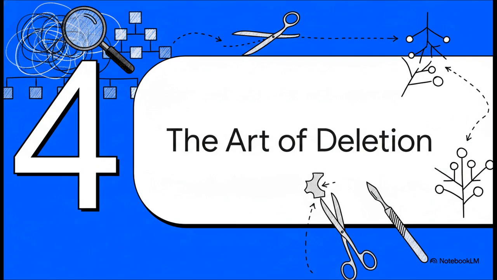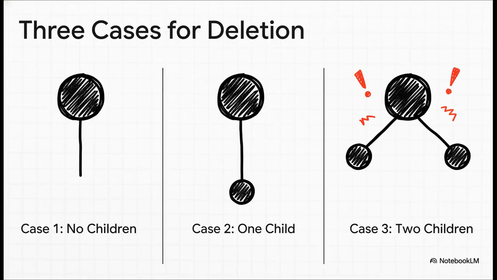But what about taking something out? This is where things get a little more intricate. You see, when it comes to deleting a node, it's not a one-size-fits-all problem. It really depends on how many kids that node has. We can break it down into 3 simple cases, ranging from super easy to, well, a little bit tricky.